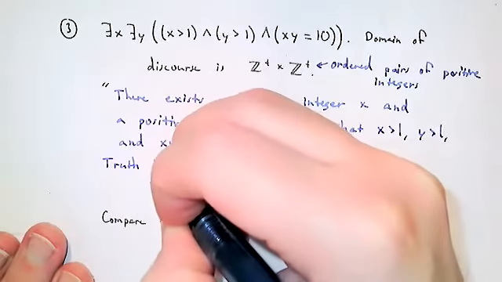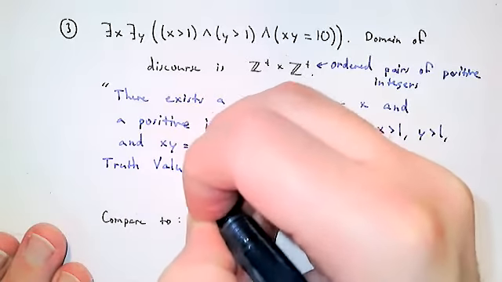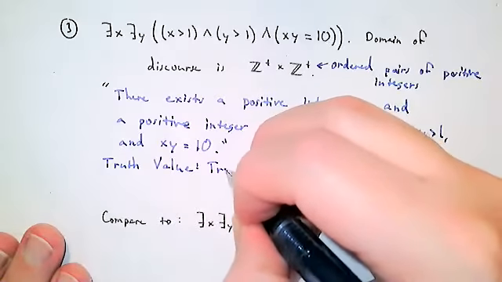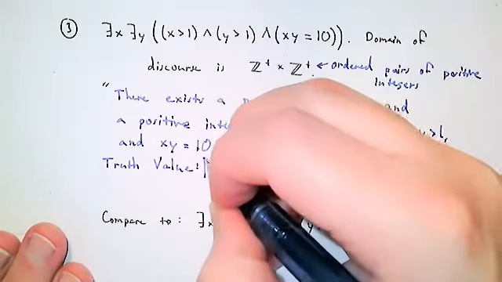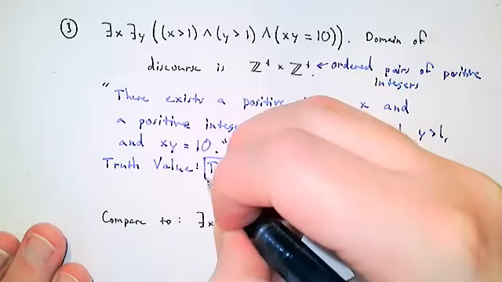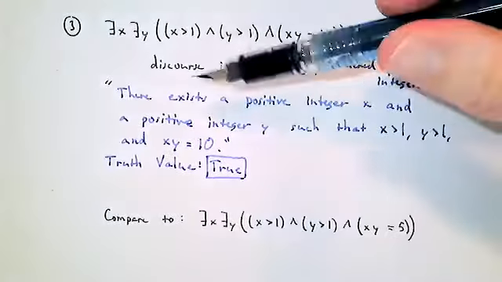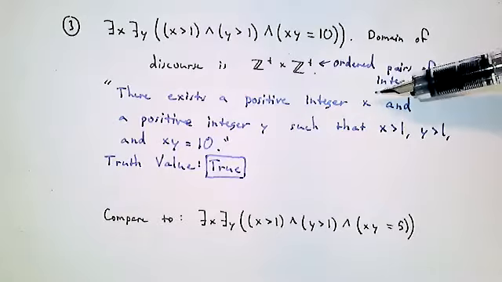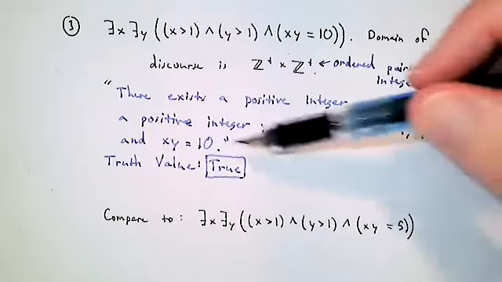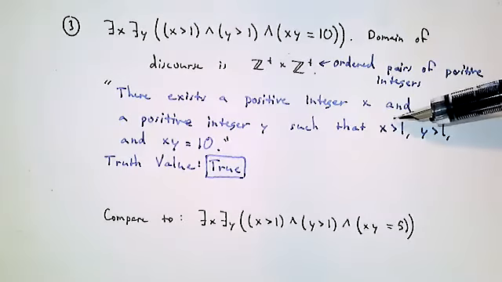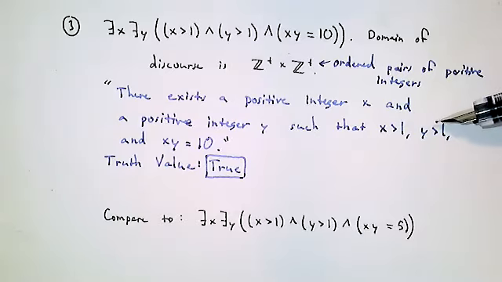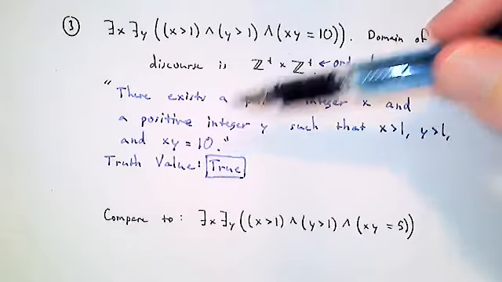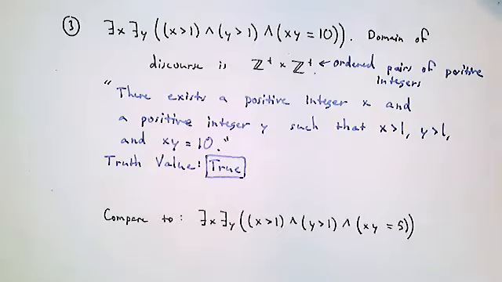So what about the truth value? Is this true or false? True. It's true, okay. So since we're claiming that this is true, that means we need to come up with values, since we're saying they exist. We need to actually come up with those values for x and y that have these three properties. So x needs to be greater than 1, y needs to be greater than 1, and their product needs to be 10. So what are those two values?